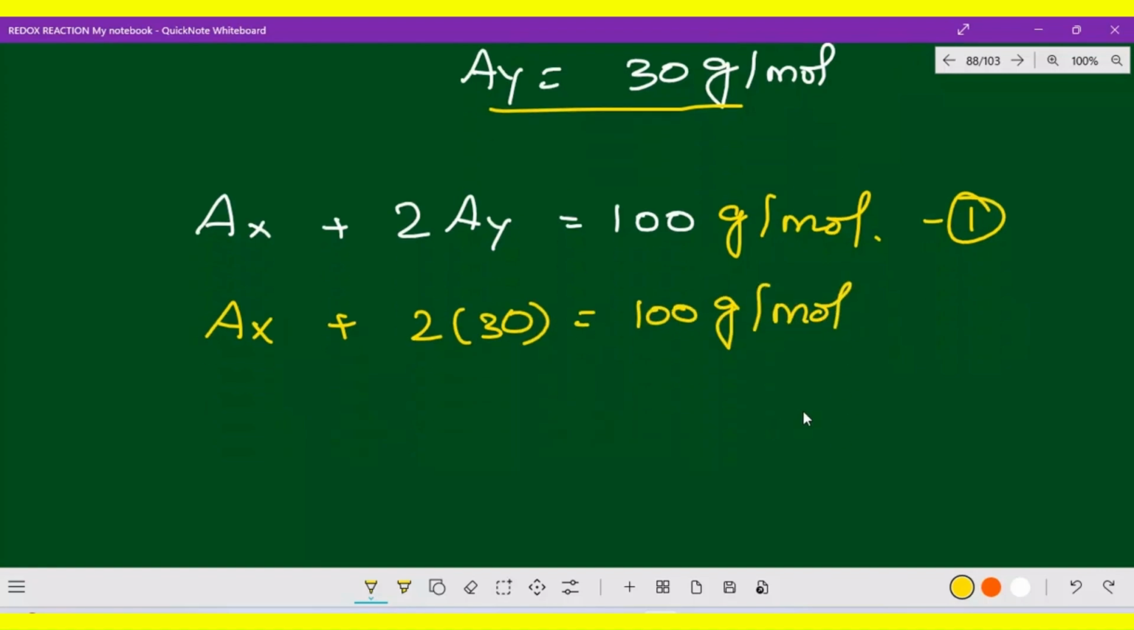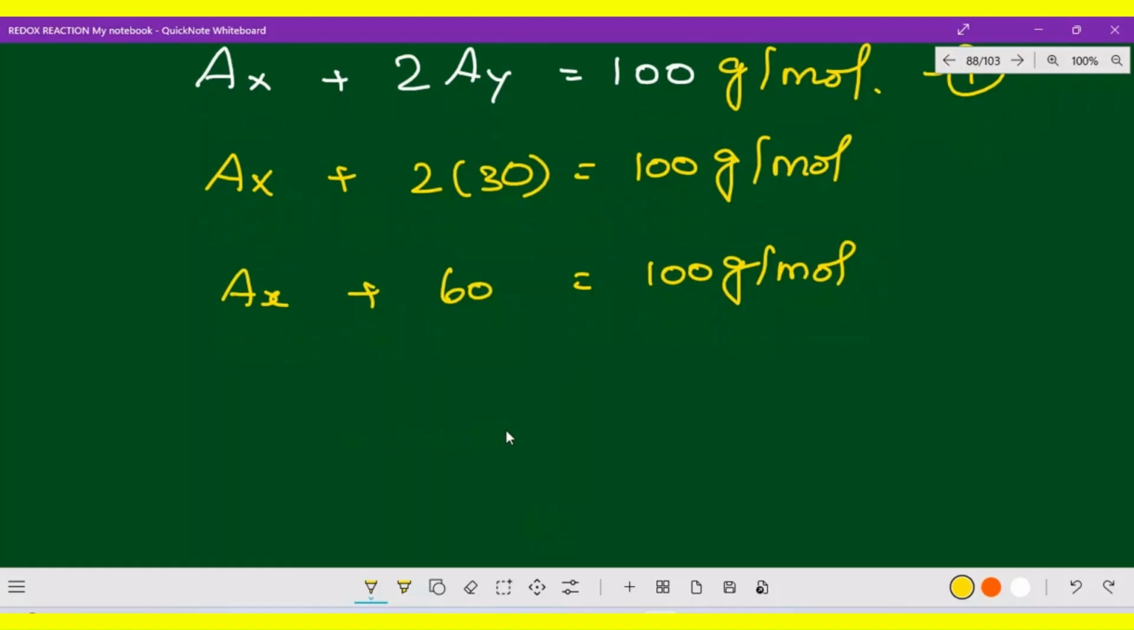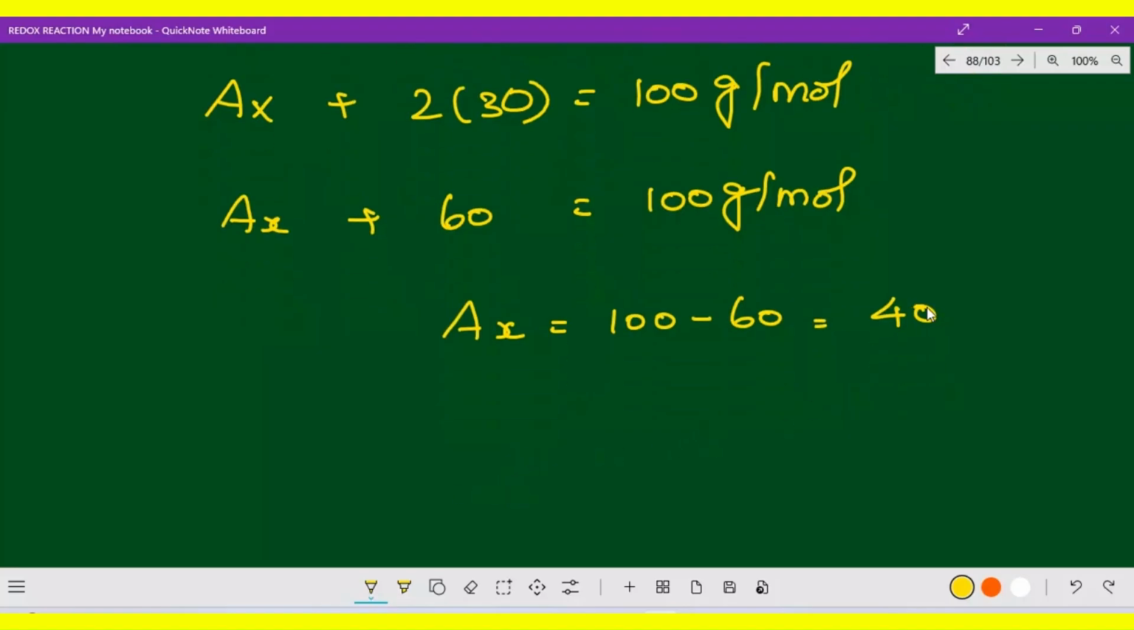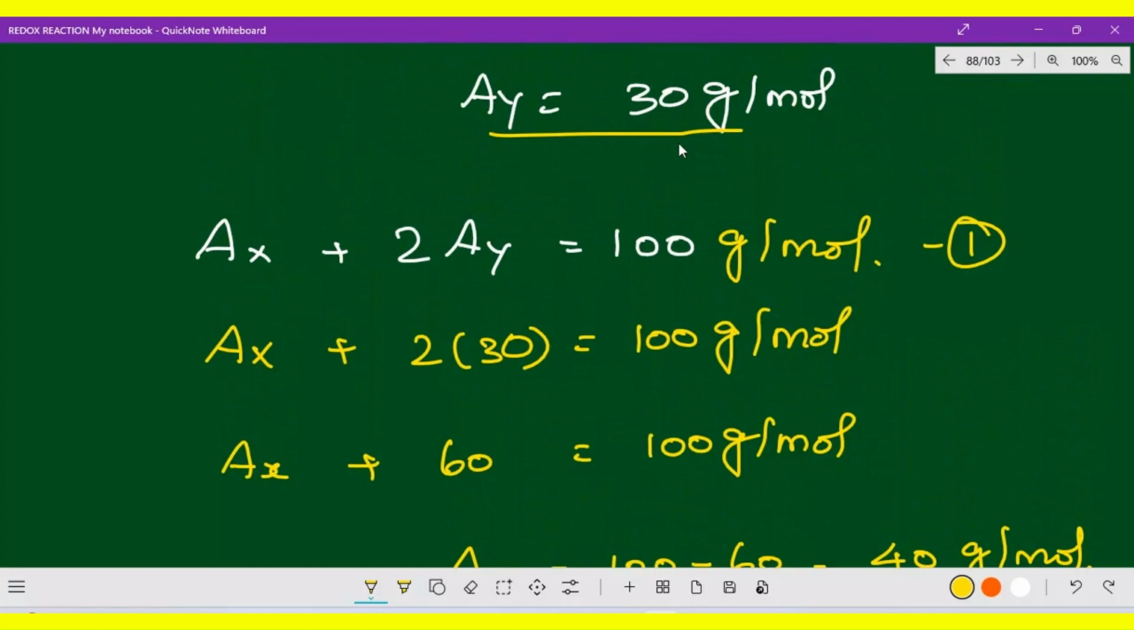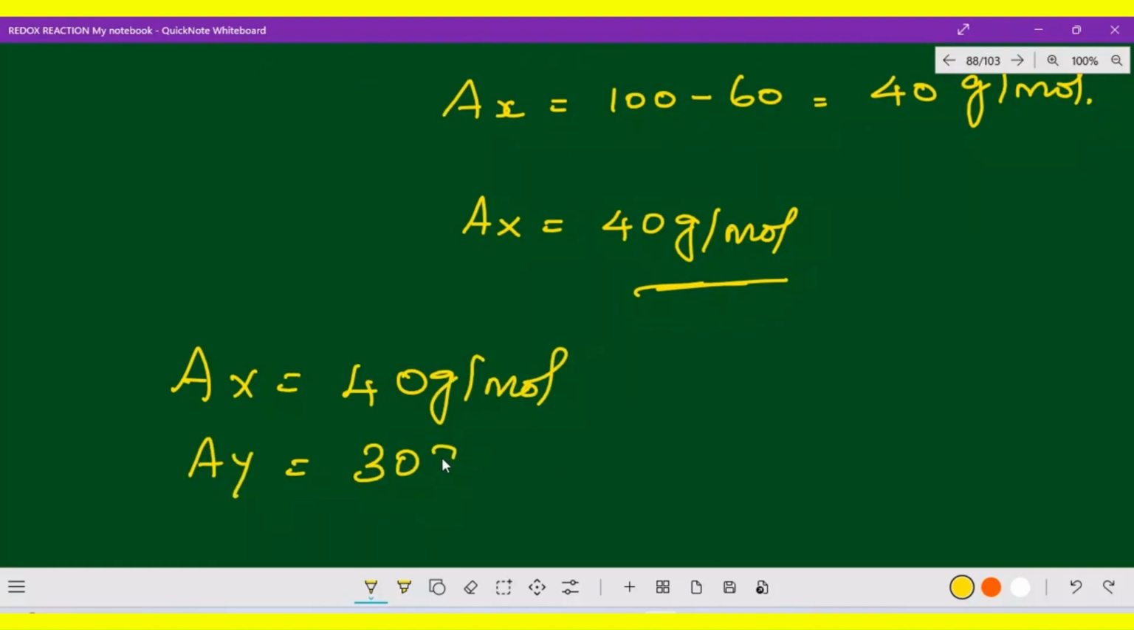I hope you are clearing all these points. That means AX plus 60 equal to 100 gram per mole. So AX equal to 100 minus 60, you will get 40. So AX equal to 40. Everywhere gram per mole, because it is molecular mass. AY equal to 30 and AX equal to 40. AX equal to 40 gram per mole and AY equal to 30 gram per mole. Gram per mole or AMU, any unit you can write. I hope you are getting 40, 30.